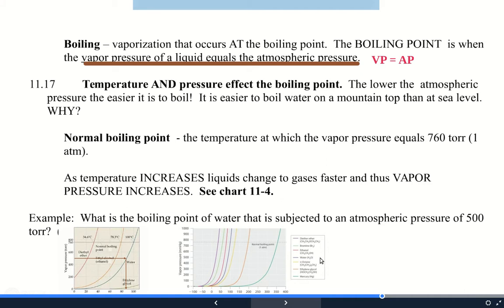Okay, so let's look at some things. Now we're going to look at some charts on boiling point, and these are super, super easy to use.